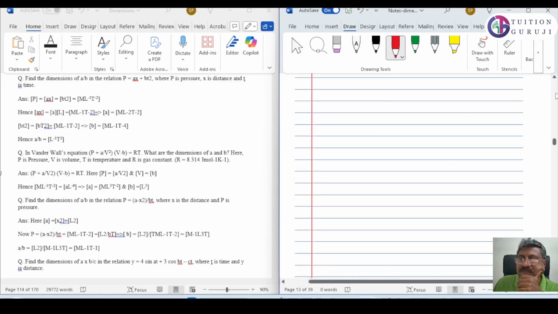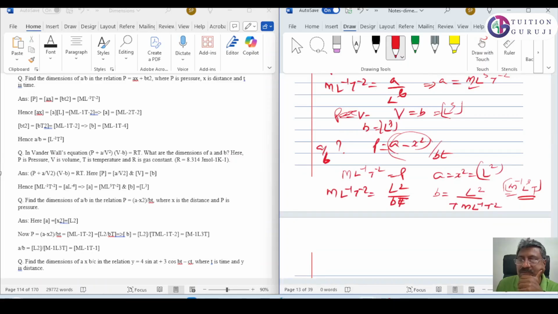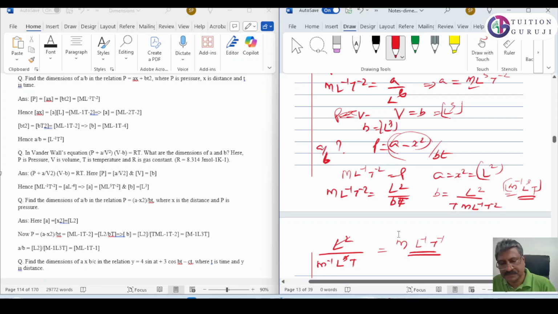Now we have to find out a by b. For a we are using L square. So L square by M raised to minus 1 L cube T, and L square will get cancelled, giving M L raised to minus 1 T raised to minus 1. Okay, that is the answer.